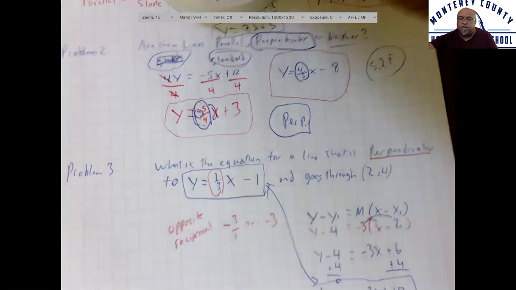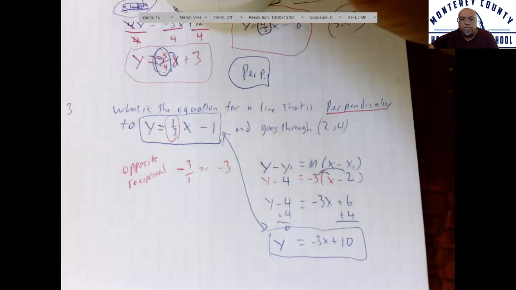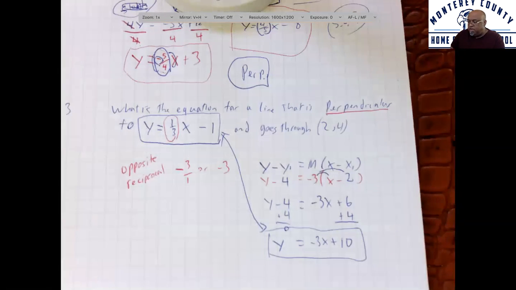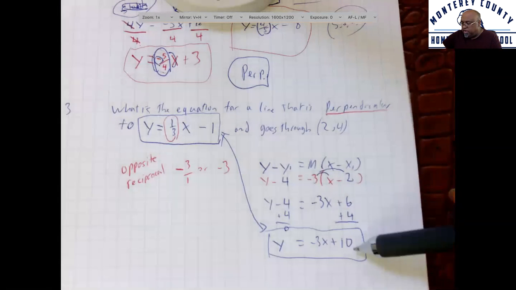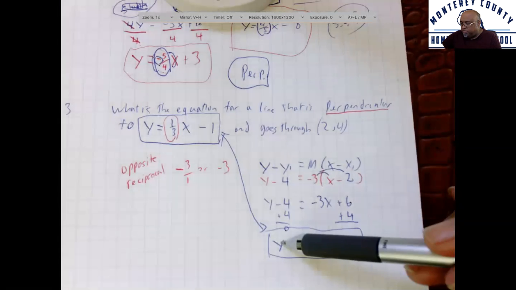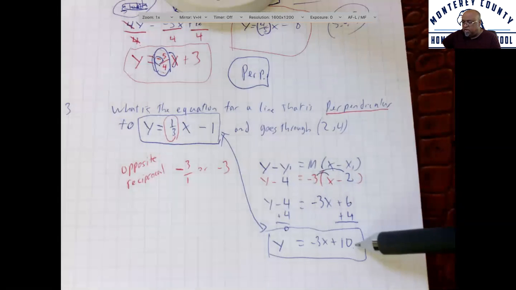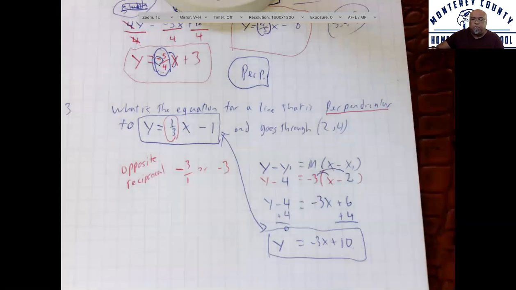Oh, I just realized I've been off the screen for like ever. Should look more often. Okay, but anyway, so 6 plus 4 is 10. Negative 3x, just bring it down. So y is equal to negative 3x plus 10 is my perpendicular equation.